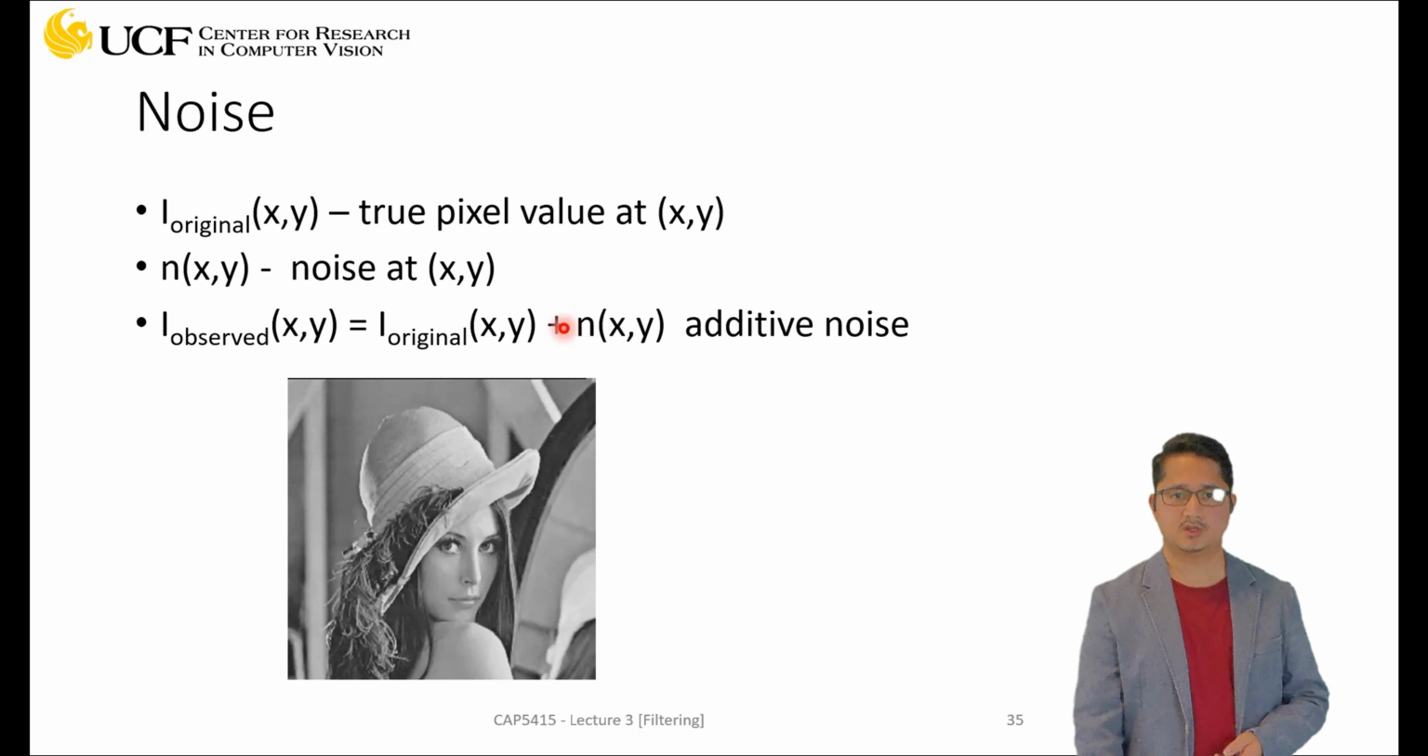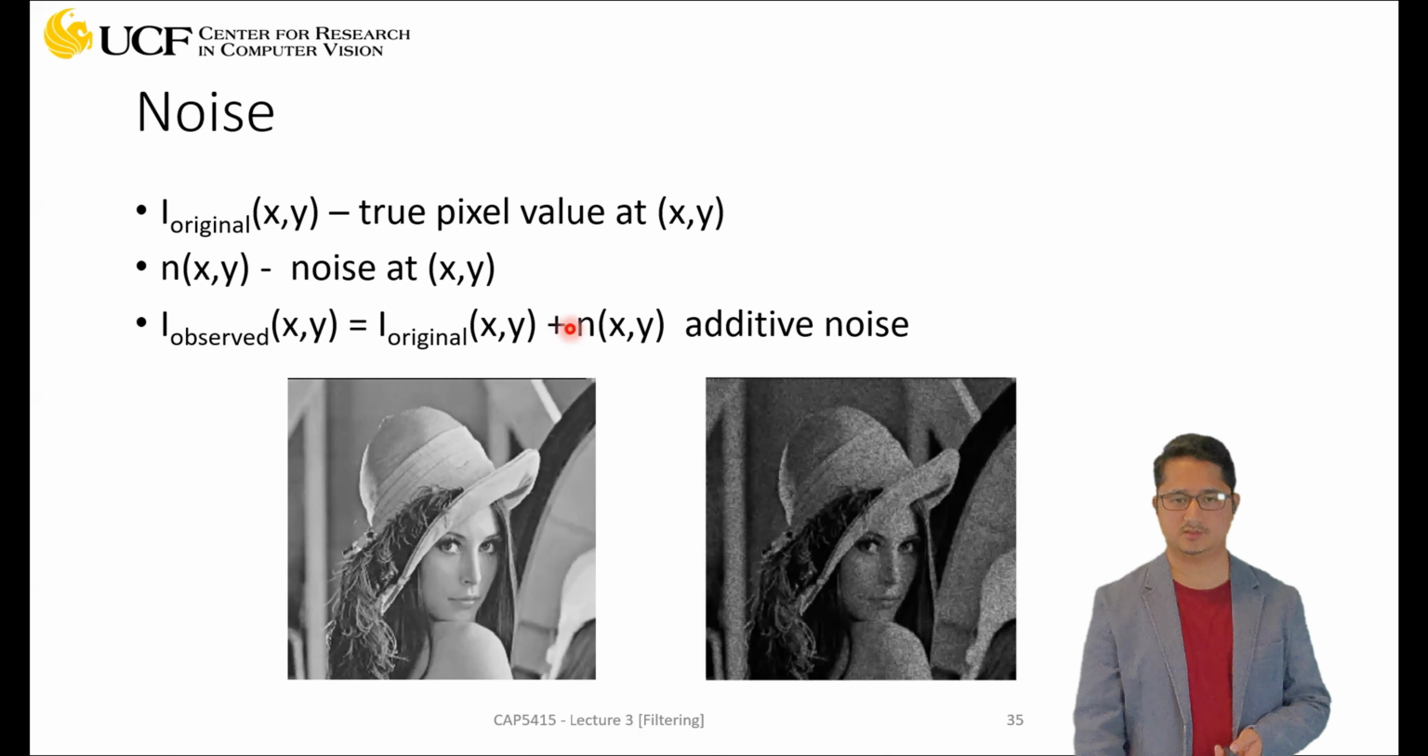This is called additive noise, because we are just adding noise to each of these pixels. We can have a different model where, instead of adding, we multiply the noise. That's called multiplicative noise. We can have varying kinds of models. Let's not worry about how it's represented, but understand that we can have this kind of model.